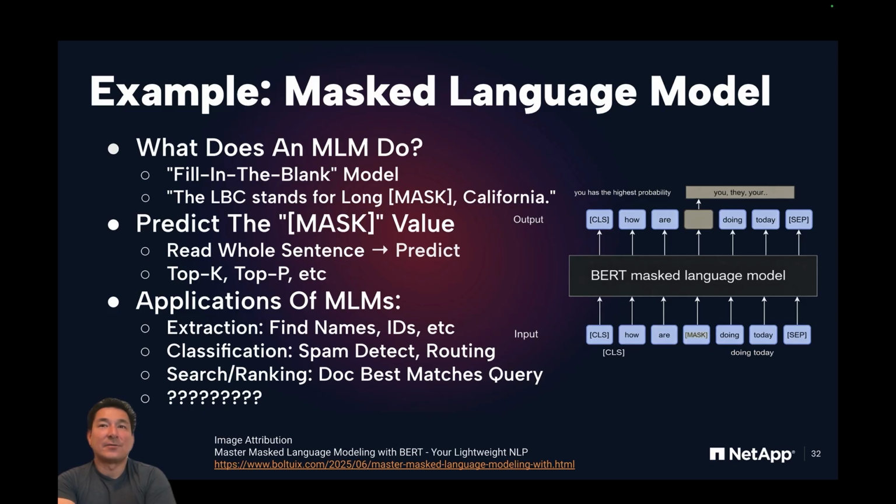So what does a masked language model do? This model fills in the blanks. If you've ever played the word game Mad Libs, this is exactly what this model does, but it predicts the most likely word to fill in that spot. So for our example sentence, the LBC stands for Long blank, California. If you pass this sentence through a masked language model, it would come up with Beach, as in Long Beach, which is where I'm from.